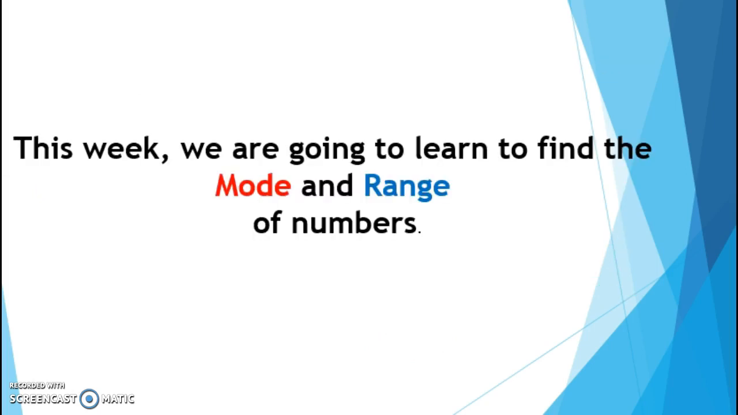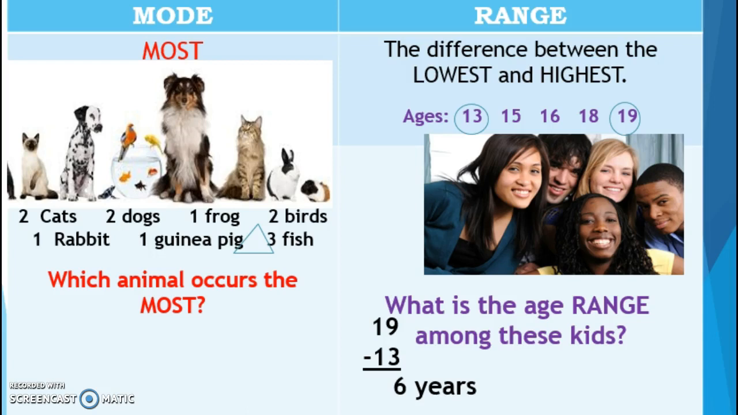This week is something new. We're going to learn to find the mode and range of a set of numbers. Let's begin. Mode. If you look on the left side, mode is most. That's how I remember it. Mode most. Okay? You want to know which number or which animal occurs most.